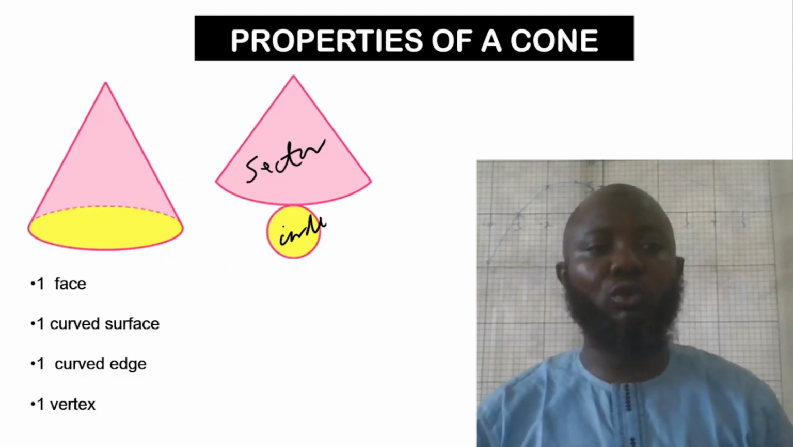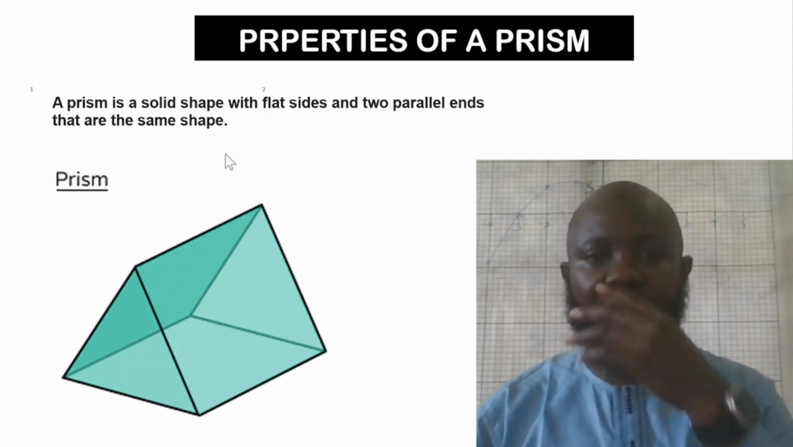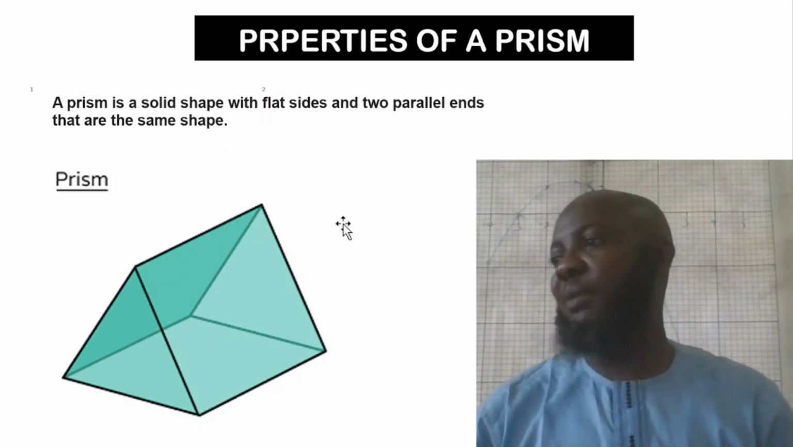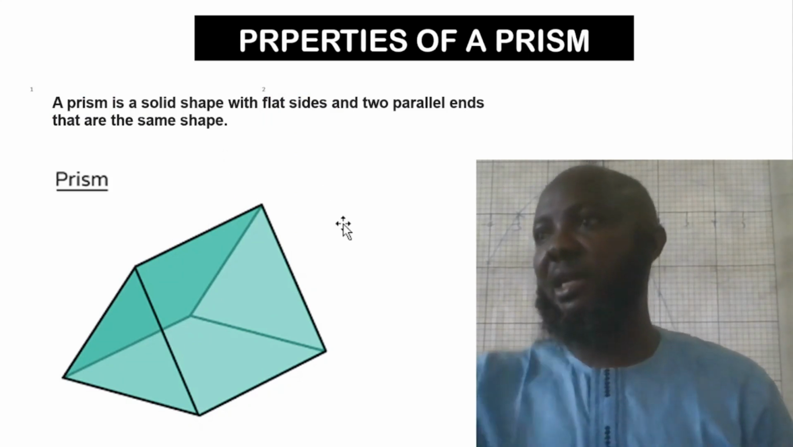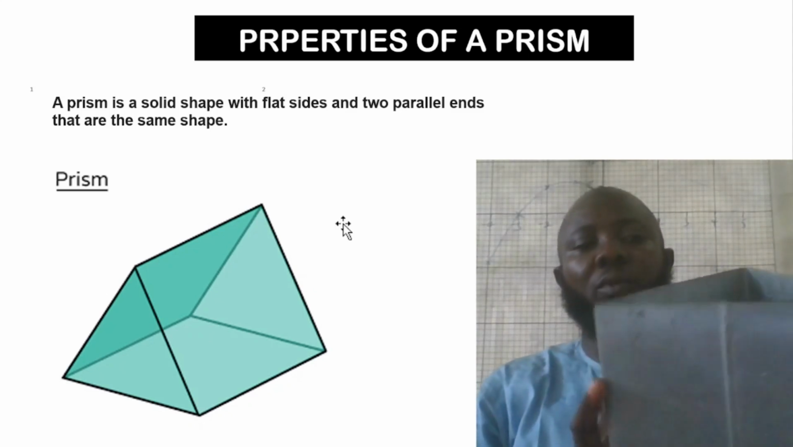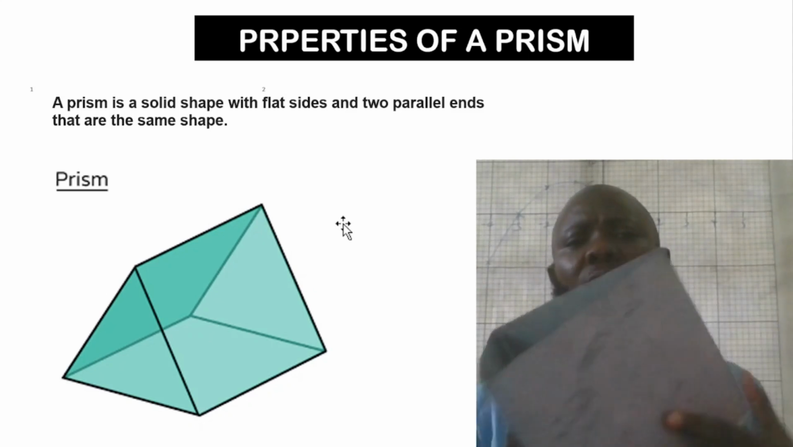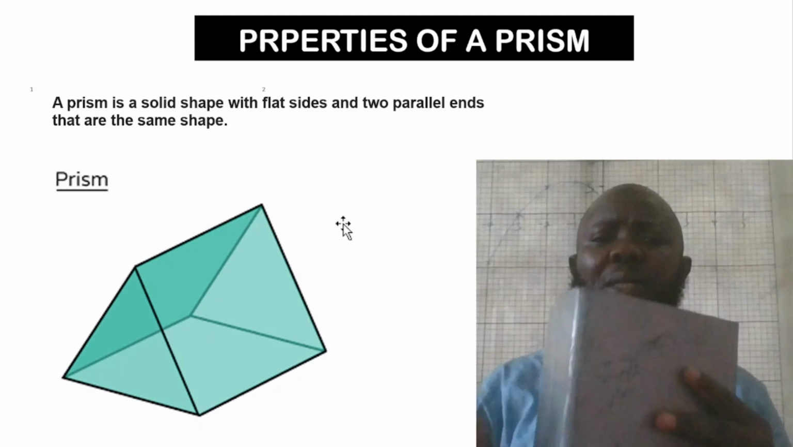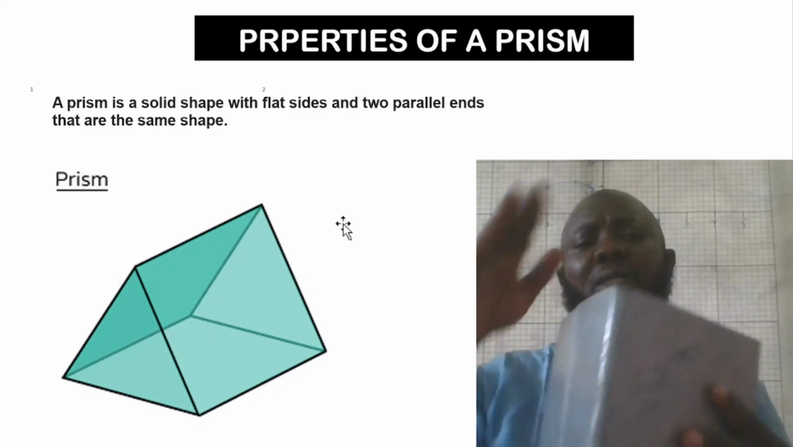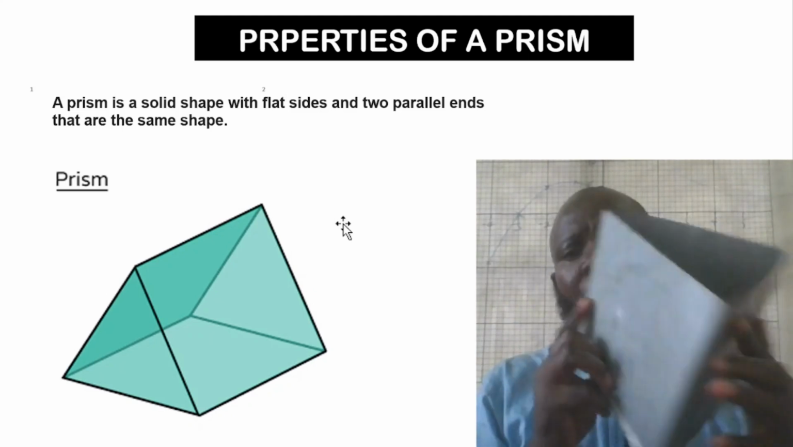Then let's now go to prism. A prism is a solid shape with flat sides and two parallel ends that are of the same shape. What that means is, let me give you an example of it. So this is a prism. The same thing with pyramid, the name of it is determined by the base. So a prism has the same shape at the bottom and at the top. This is a prism.